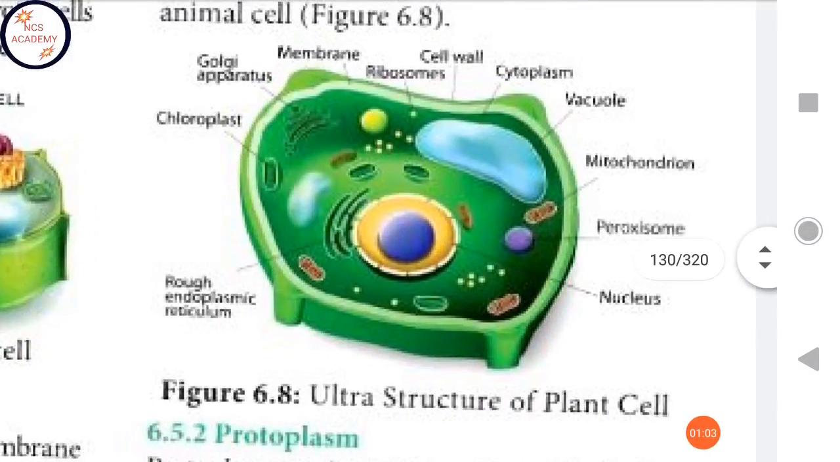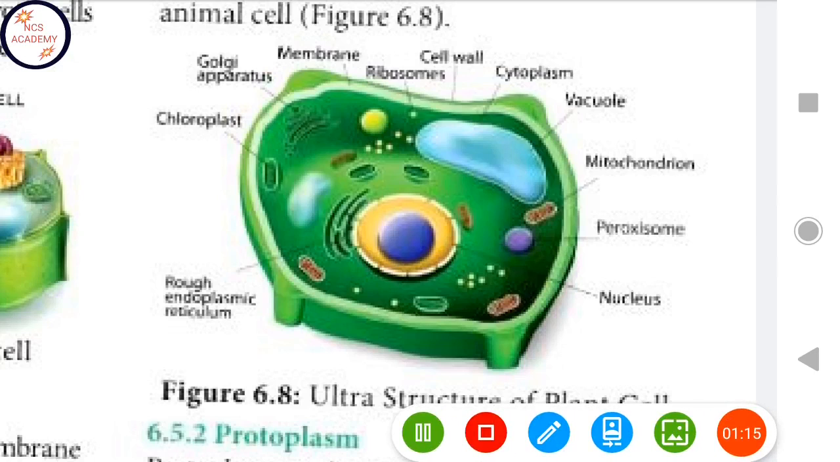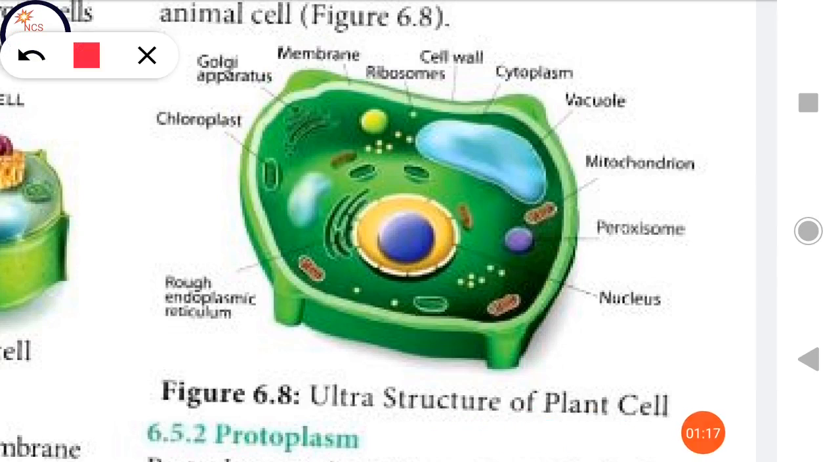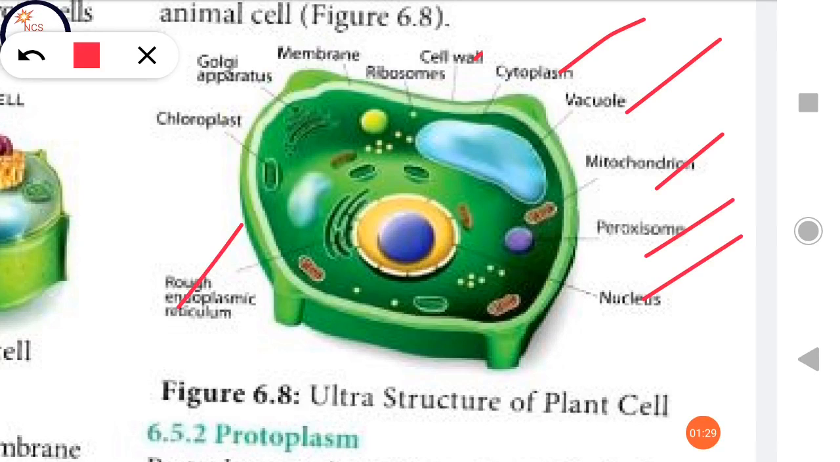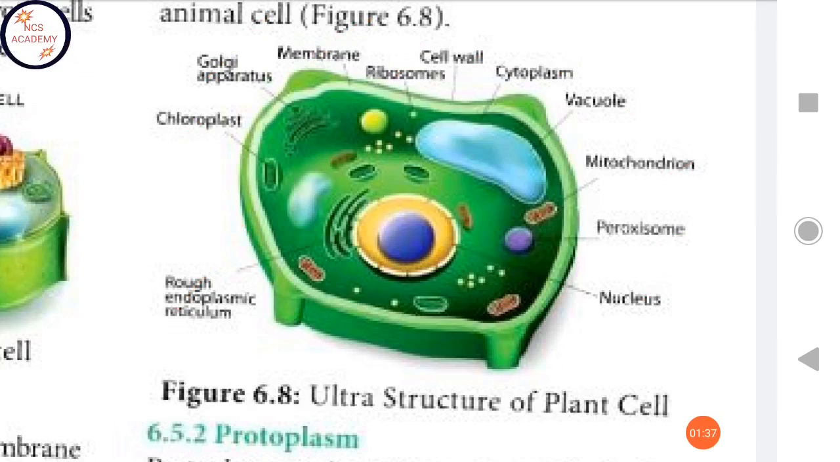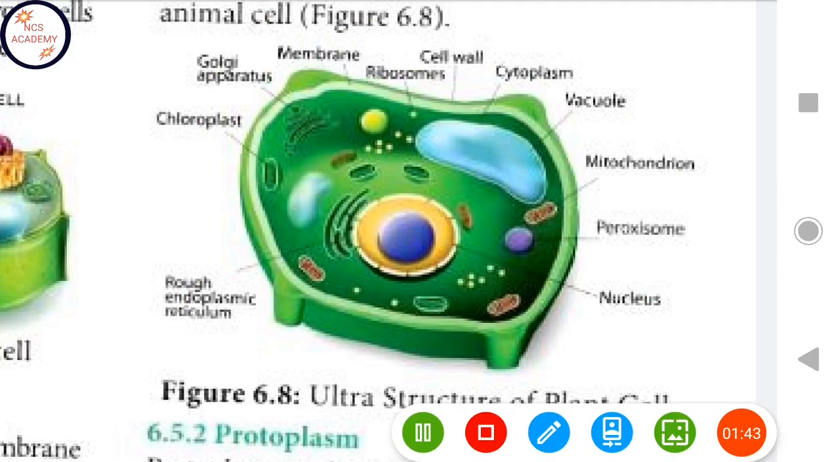Draw and label the ultrastructure of plant cell. You see this is a plant cell. You can find some labeled parts. What are they? These are the cell wall, cytoplasm, vacuole, mitochondria, nucleus, rough endoplasmic reticulum, chloroplast, Golgi apparatus, cell membrane, ribosomes. These are the various parts of the electron microscopic view of the plant cell. You have to draw the diagram and label the parts.